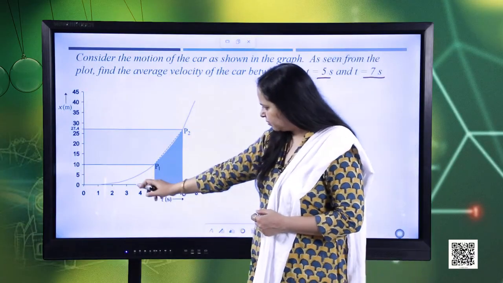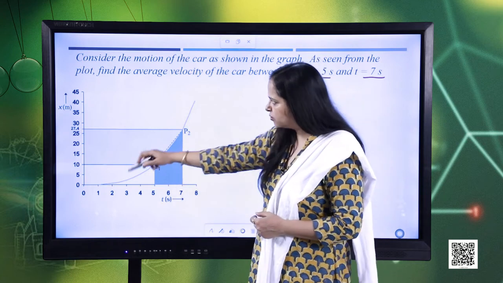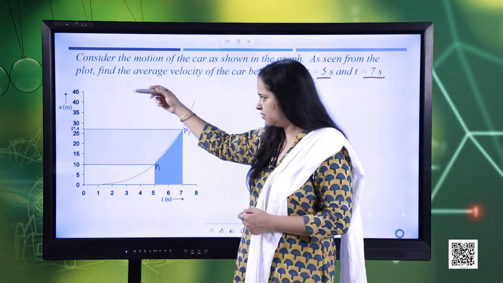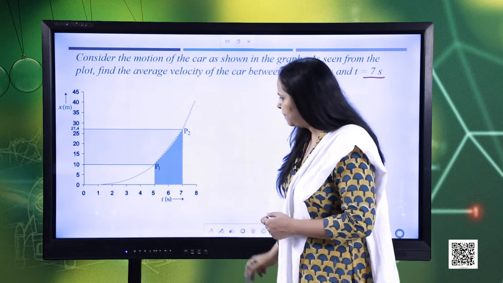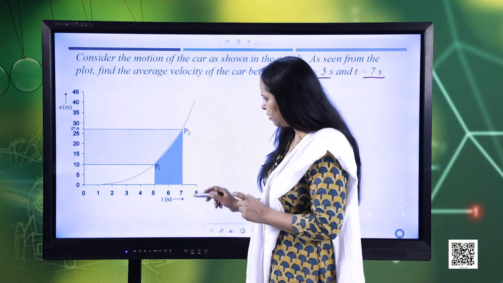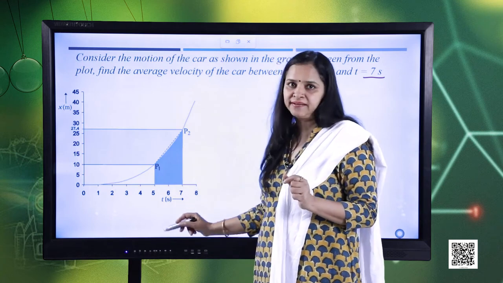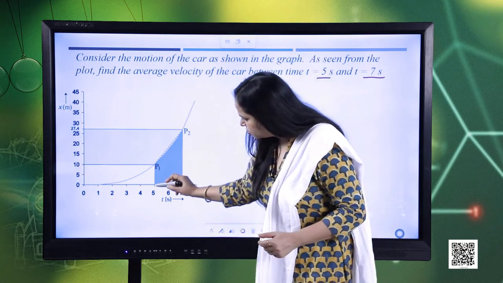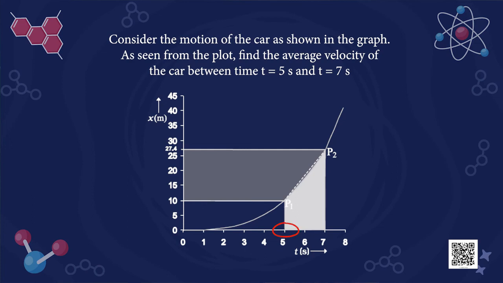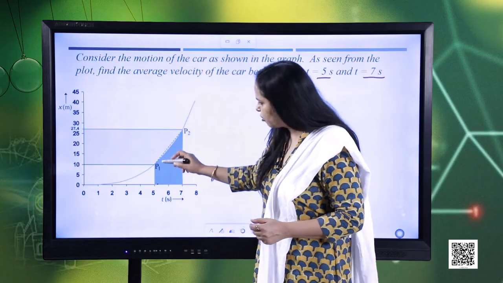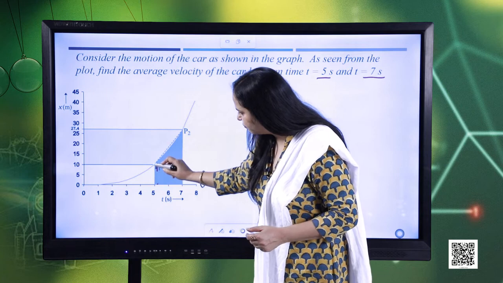Again, along the x-axis we see the time, and along the y-axis is the position of the moving car, but we need to find the velocity only during the duration of 5 to 7 seconds. So locate your pointer at 5 seconds and drop a perpendicular on the graph with a dotted line.